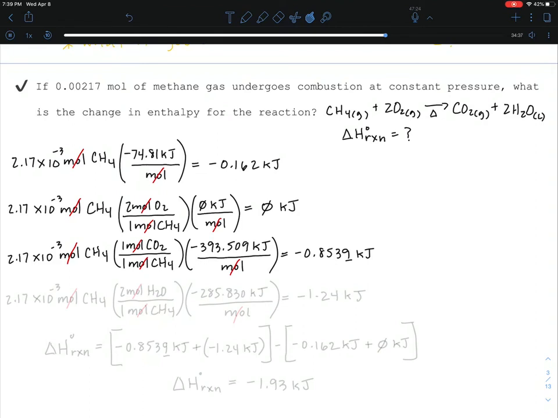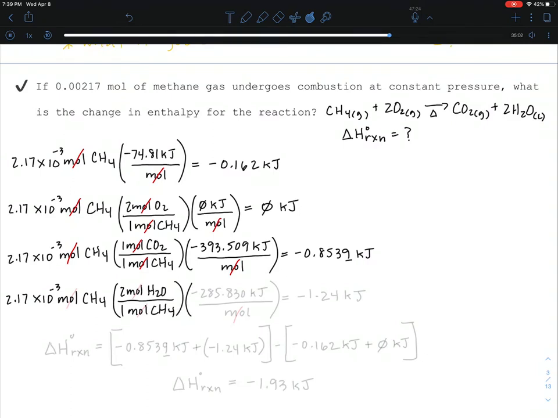And the last one that I have is for water. So 2.17 times 10 to the negative 3 moles of methane. They're telling us how much of this reactant we start with. So we have to figure out how much of the product we're going to make. We see that 2 moles of water are produced when 1 mole of methane is consumed.